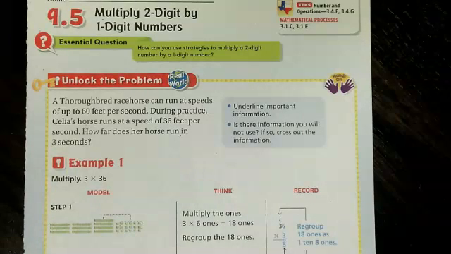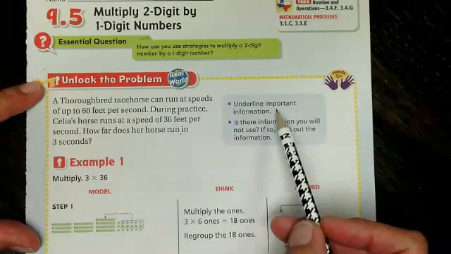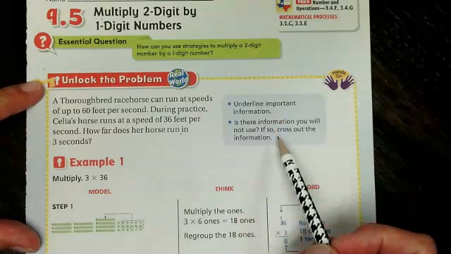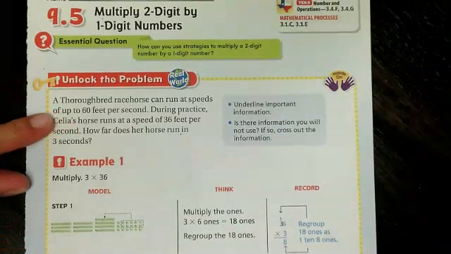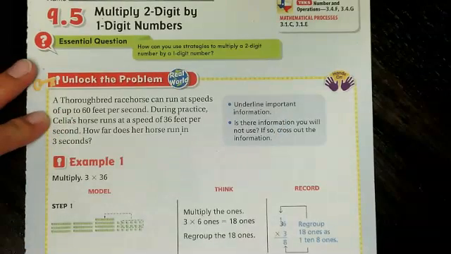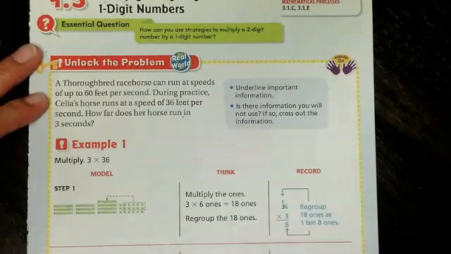So today we're going to start with unlocking the problem. We're going to start with reading it. It says, underline the important information. Is there information you will not use? If so, cross out that information. Okay, so let's read our word problem. We're going to read through once to make sure we understand all the words, and then we'll read through again to find the information we need to answer the question.